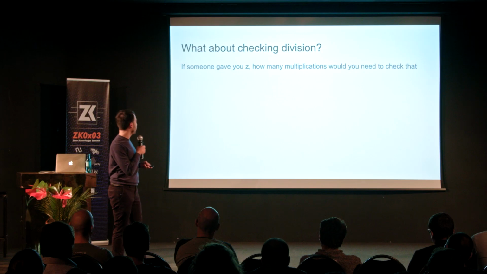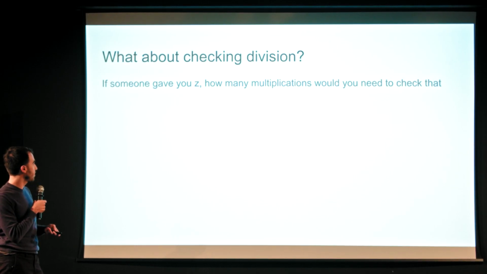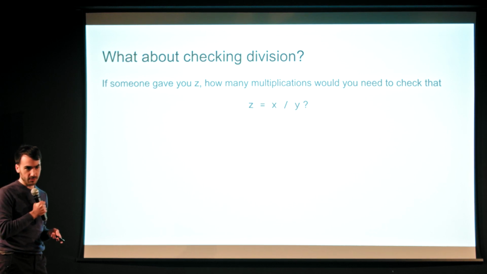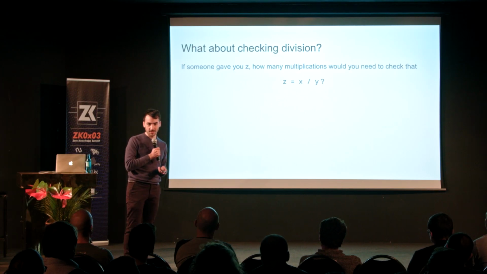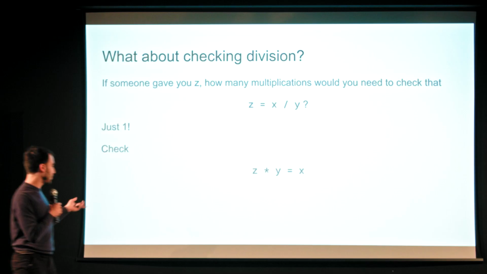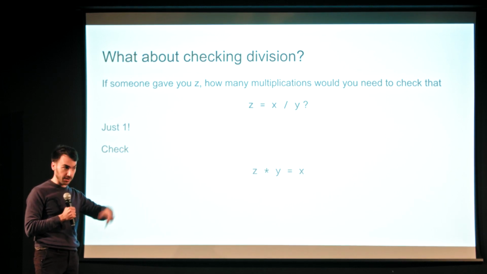But what about checking a division? So let's say someone gave you z, right? How many multiplications would you need to check that z is x divided by y? One, right? Just one. You just check that z times y equals x, right? That's it. It pins down z exactly.